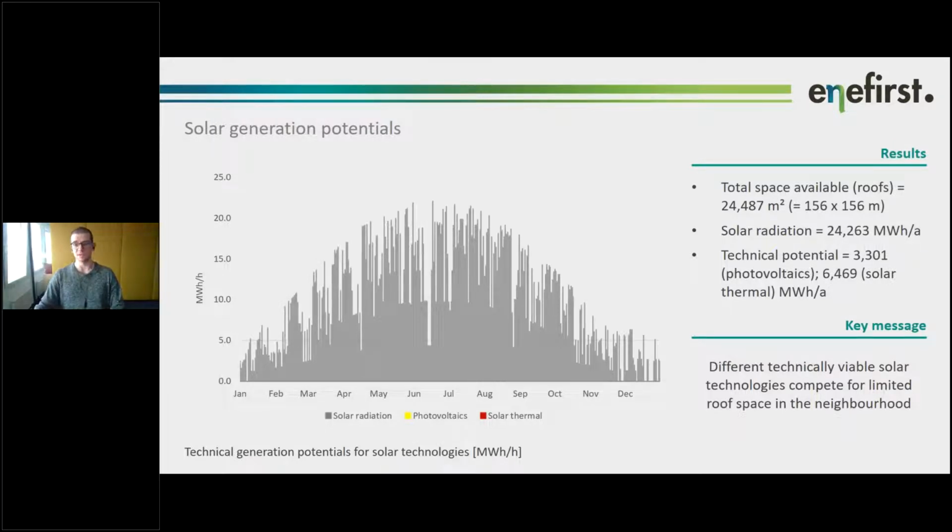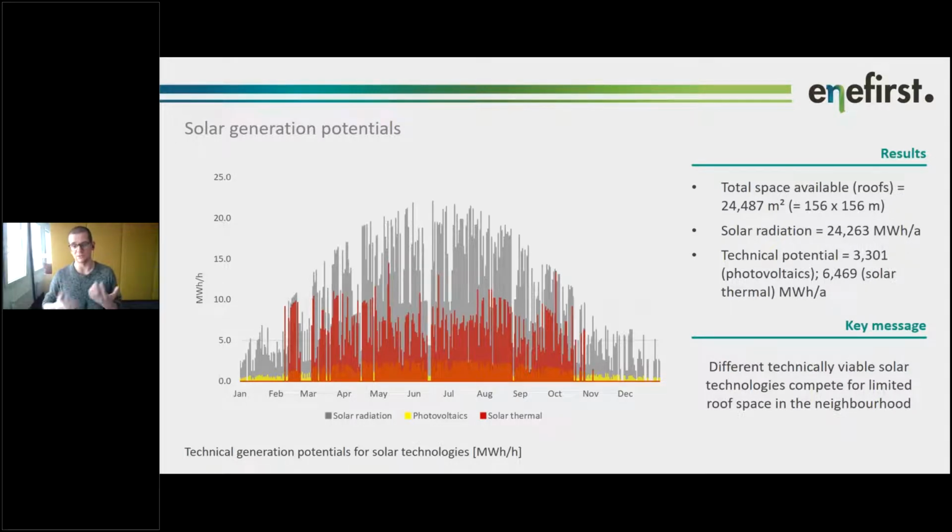Total space available on roofs comes down to about 24,000 square meters, which is about 150 times 150 meters. We can see here the technical potentials for photovoltaics and solar thermal installations. And the key message here is that different technically viable solar technologies compete for limited roof space in the neighborhood.